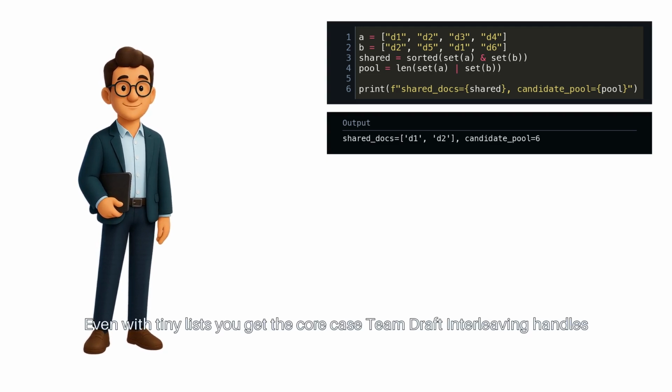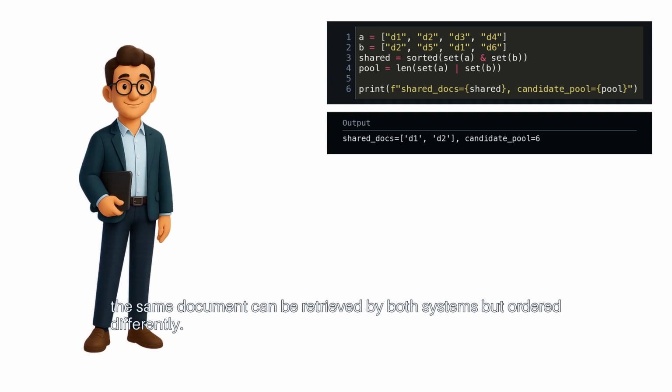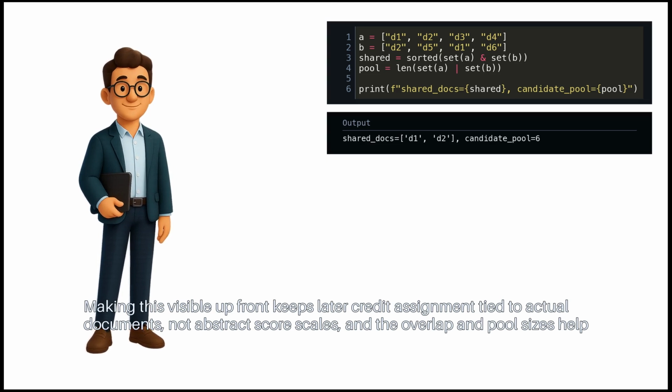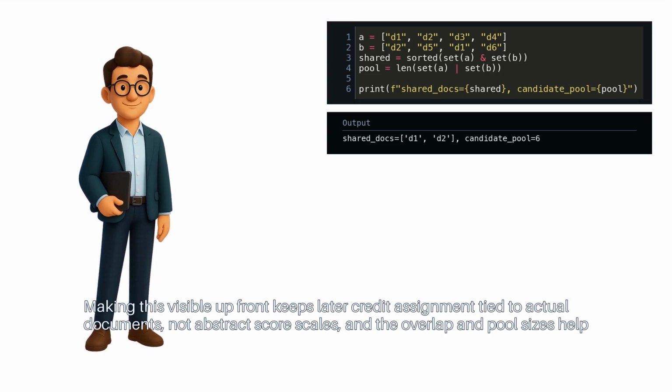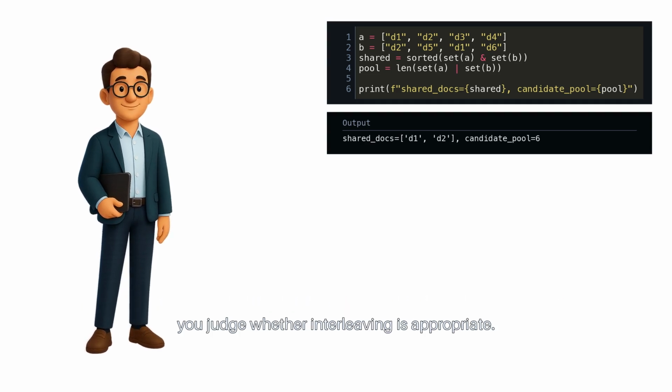Even with tiny lists, you get the core case Team Draft Interleaving handles. The same document can be retrieved by both systems, but ordered differently. Making this visible up front keeps later credit assignment tied to actual documents, not abstract score scales. And the overlap and pool sizes help you judge whether interleaving is appropriate.